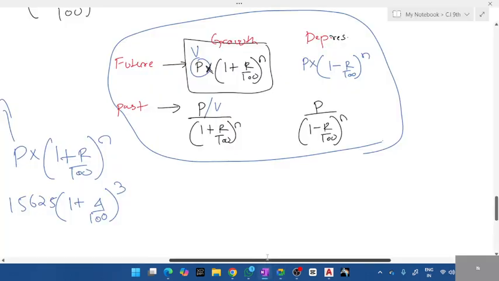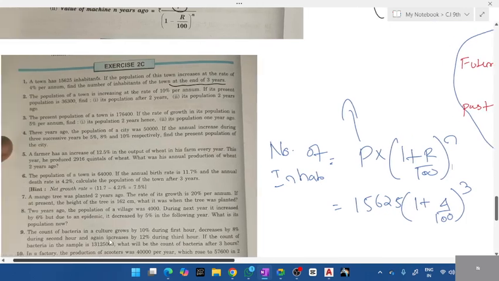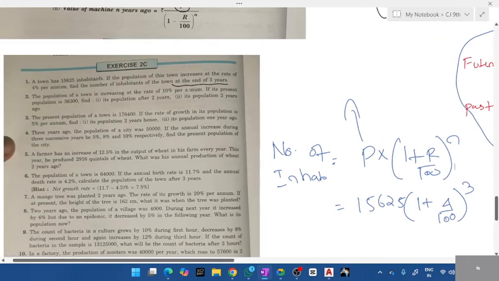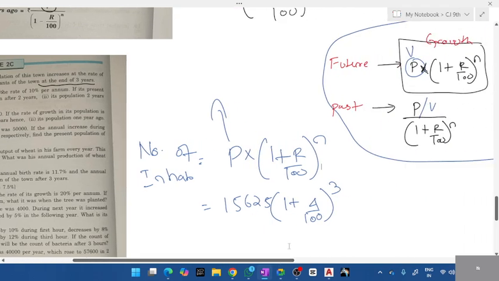Okay, that's it, students. Try the first one. Second one you can try for homework. And what about this? Every year, okay, this is annual calculation. Fine, that's it.